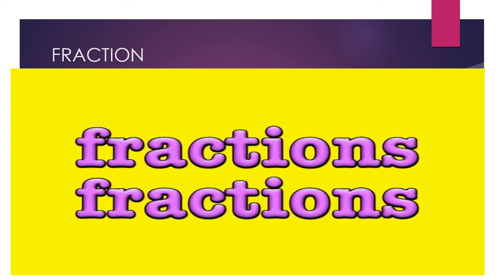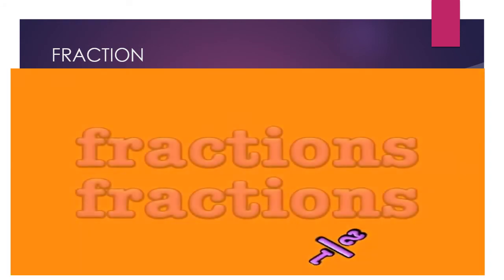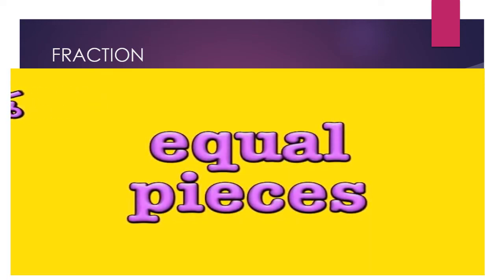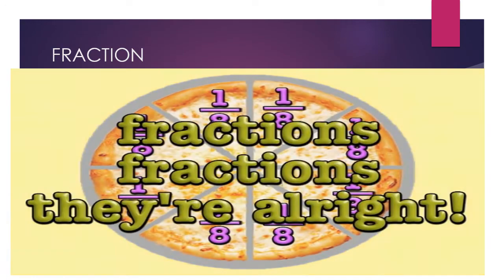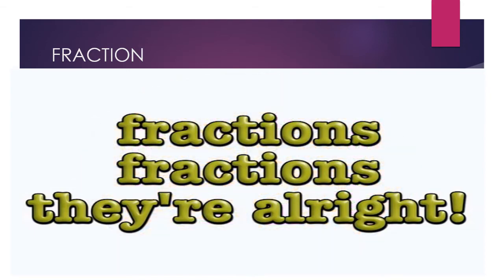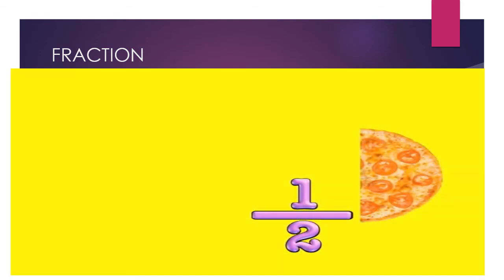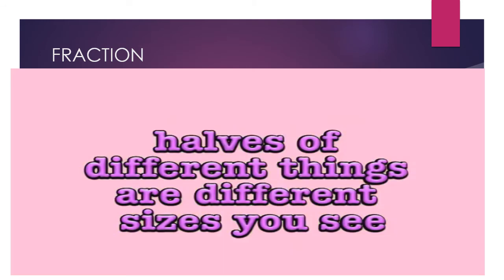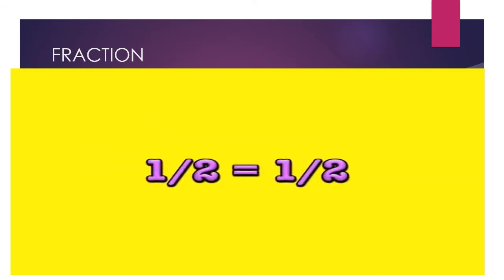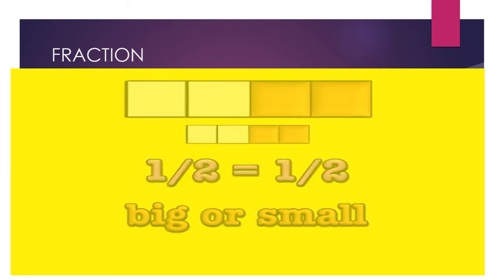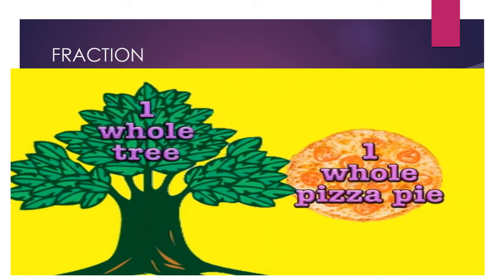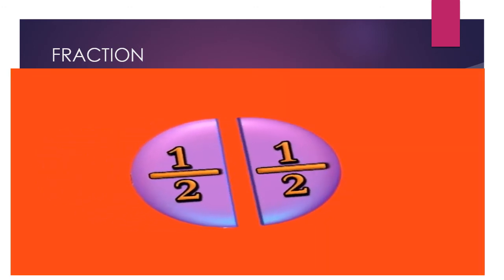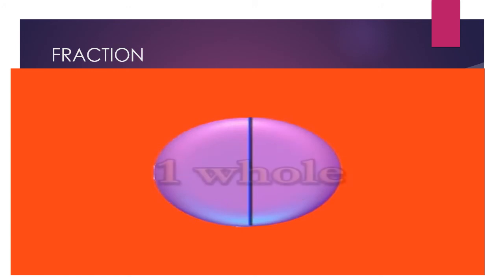Fractions, fractions, they're parts of a whole. Fractions, fractions, they're what I know. They're equal pieces, they're parts of a pie. Fractions, fractions, they're alright. Half a pie, half a tree. Halves of different things are different sizes, you see. But a half is a half, big or small. It takes two halves to make one whole.